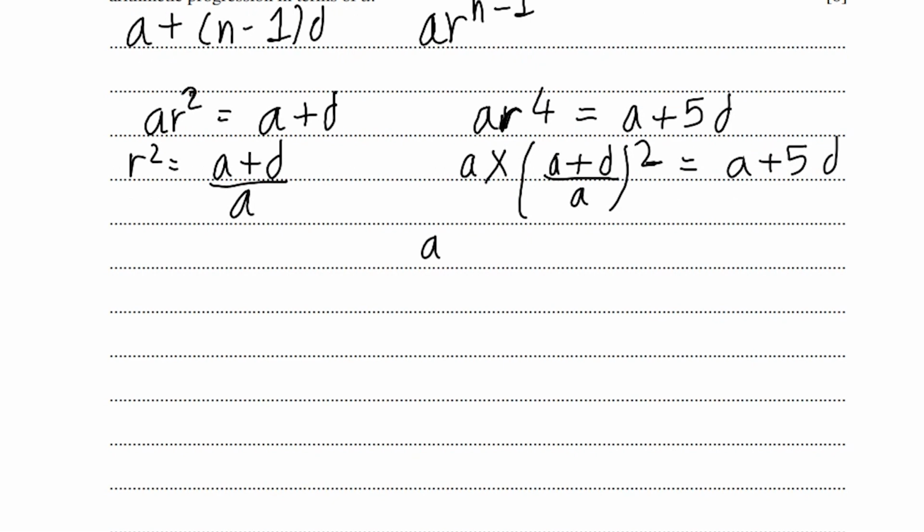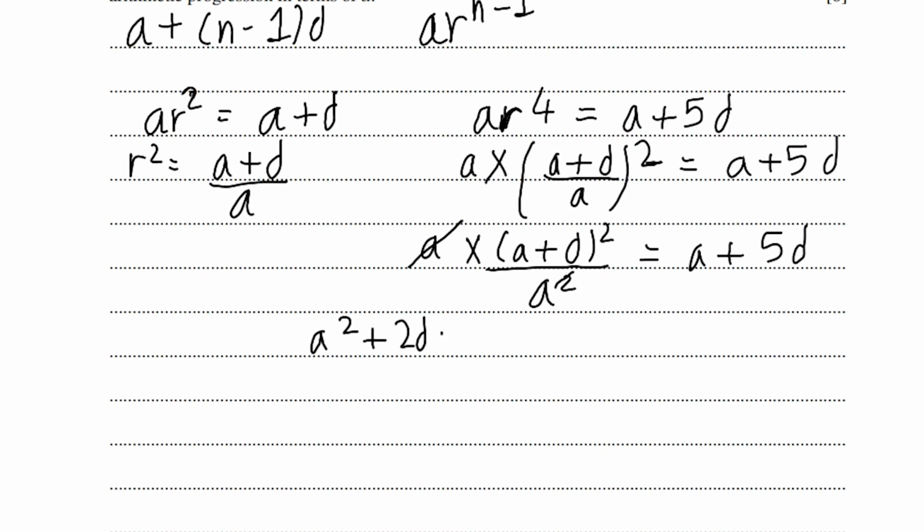Then a multiplied by a plus d whole square upon a square. So this cancels its power 2, and we have power 1 remaining. This is equal to a plus 5d. Now expanding a plus d whole square, we get a square plus 2da plus d square. This is equal to a square plus 5da. Sorry, I forgot to write square. a square plus 2da plus d square is equal to a square plus 5da.